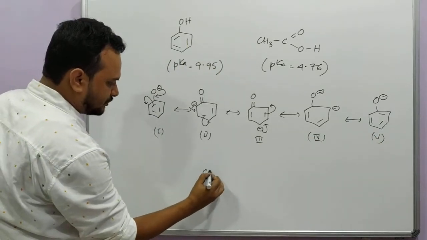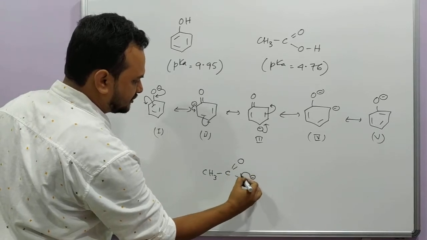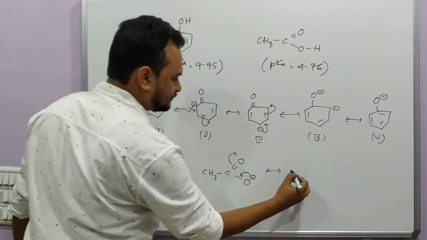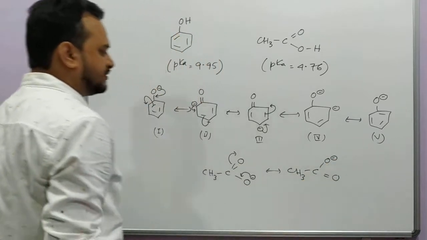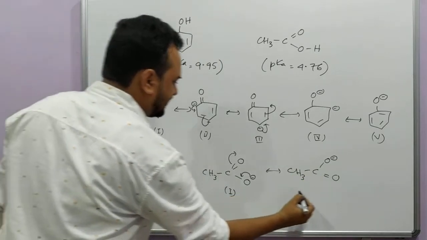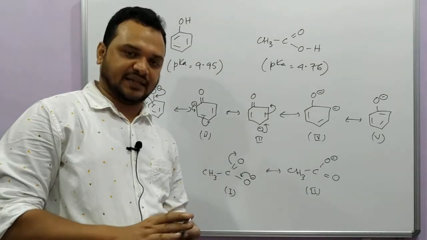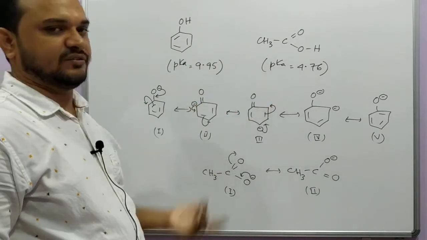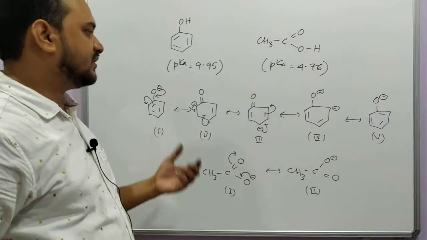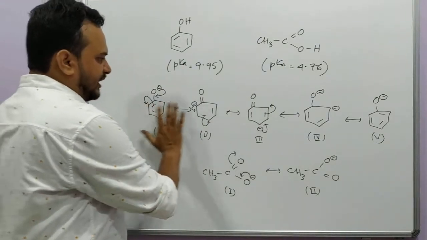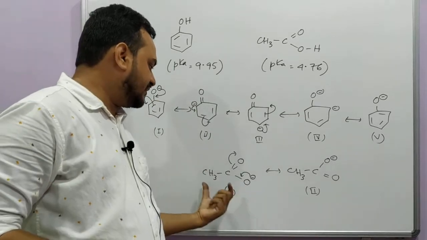Whereas if you take the conjugate base of acetic acid, that is the acetate ion, there are only 2 resonating structures. So apparently it looks like the phenoxide ion is more stable than the acetate ion, so phenol should be more acidic than acetic acid, but the experimental result is just the reverse. Why? Now you have to recall the rules of resonance, how we compare the stability of resonating structures. In these 5 resonating structures, they are not equivalent structures.